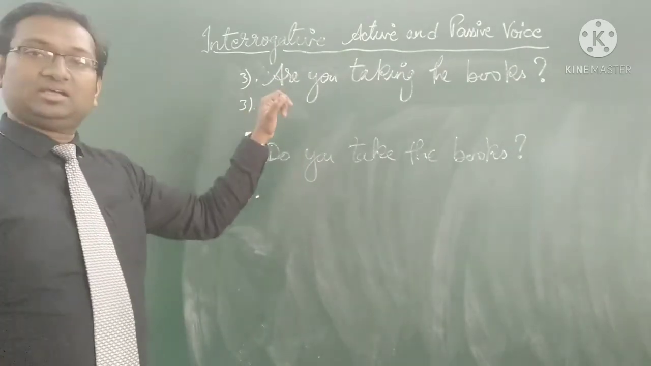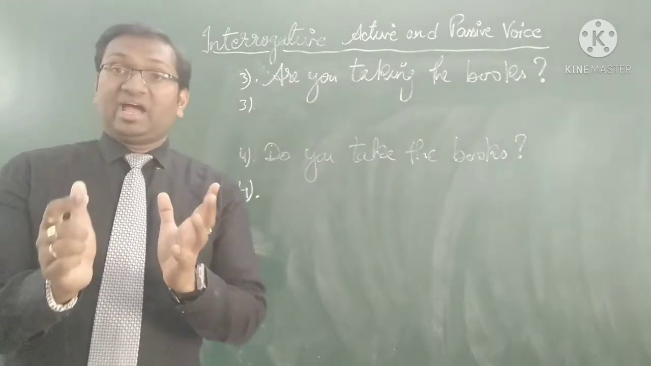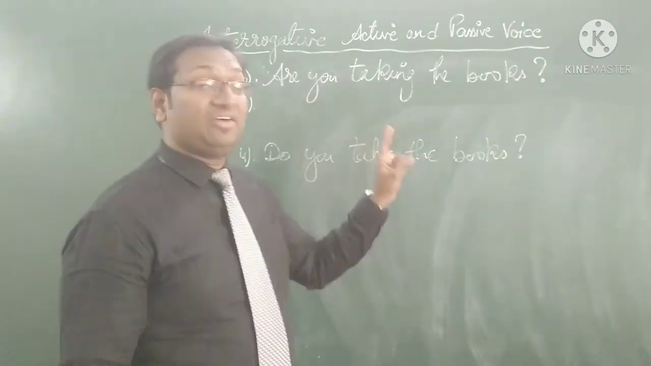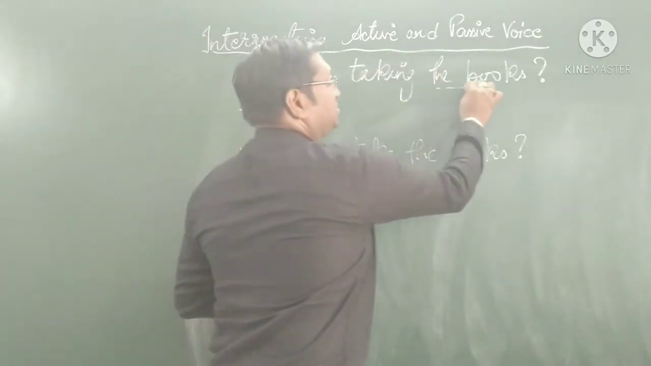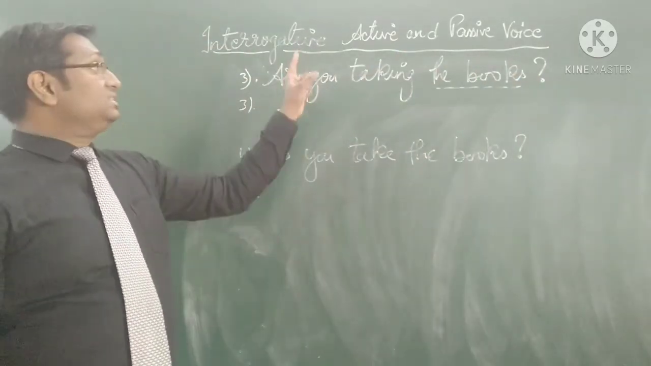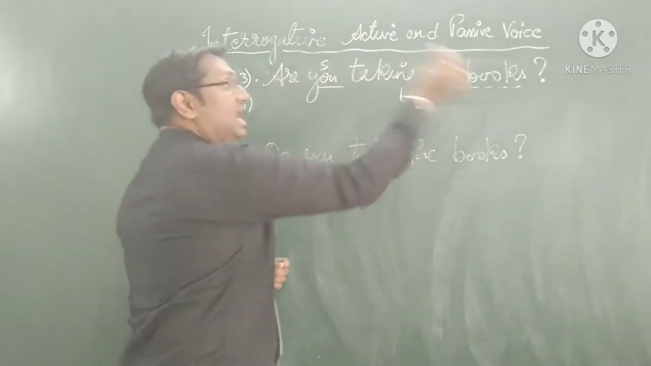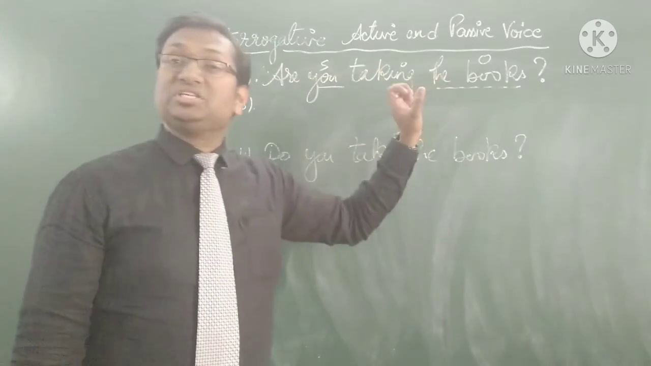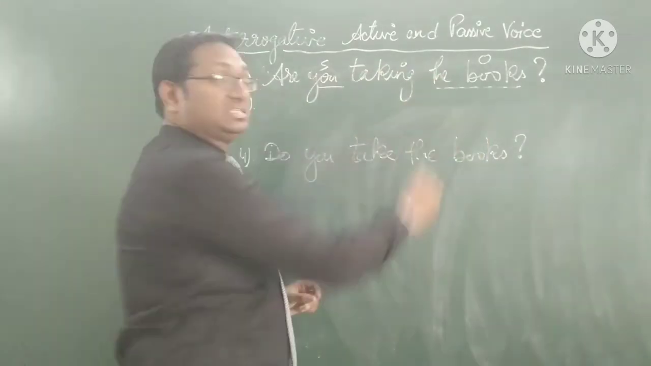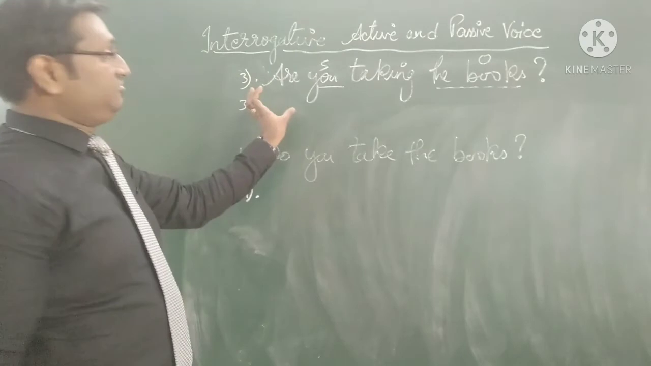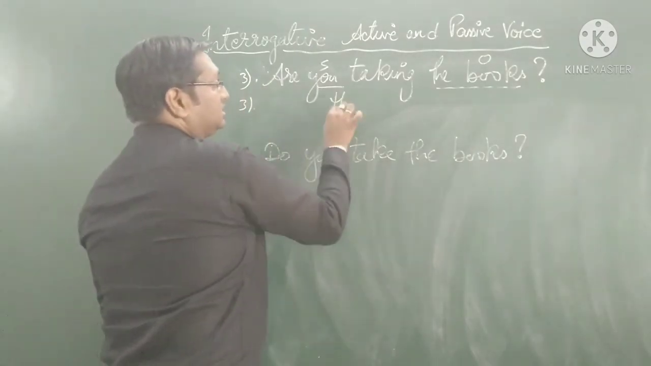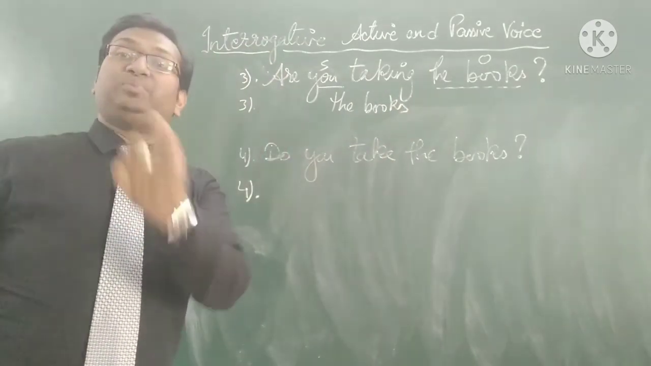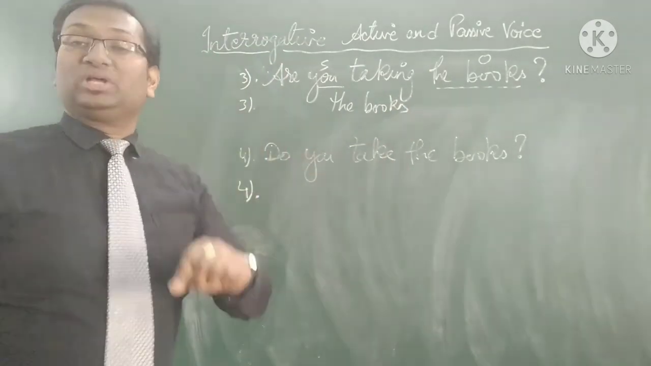What is there? Are. Now over here, what we have to see, that matters a lot. Here we have to see the object. In this sentence, you, subject, and the book, object. So over here we have to see the object. Now object is in plural form. Leave space and then write the books. Books, it means plural. So we are going to use plural helping verbs.